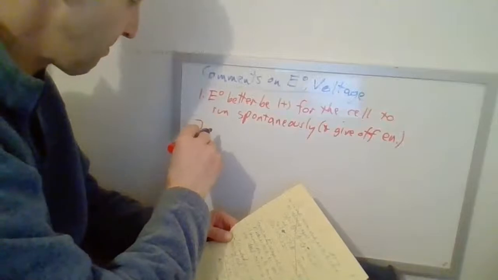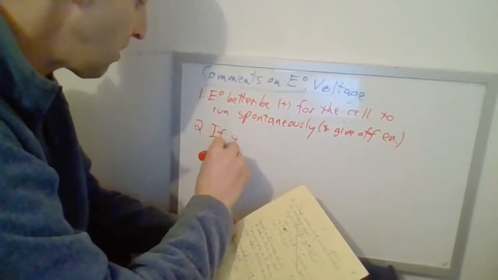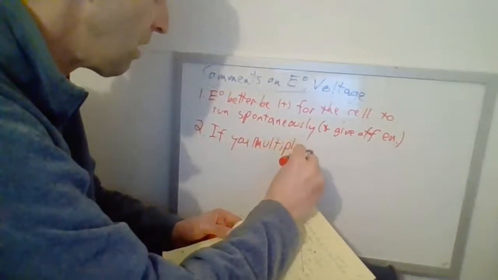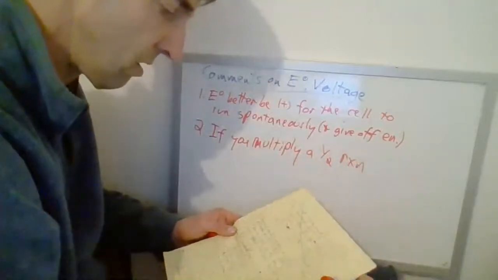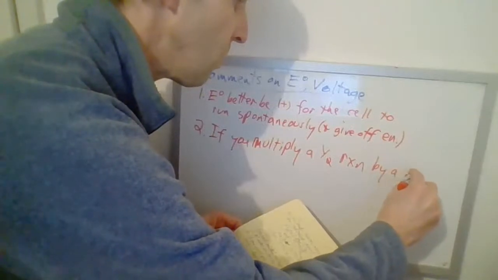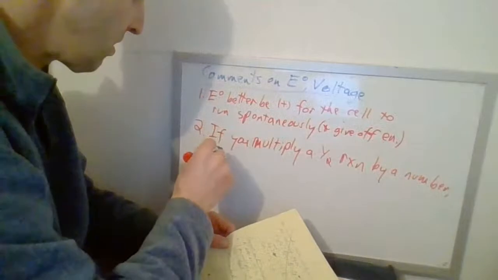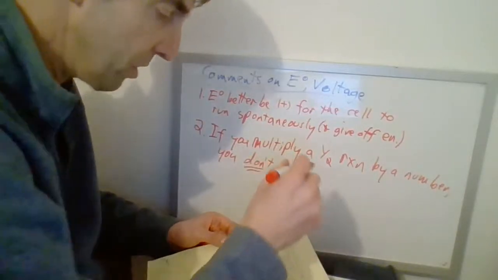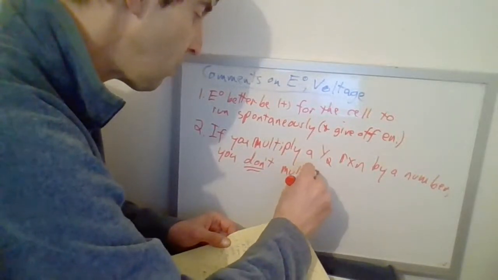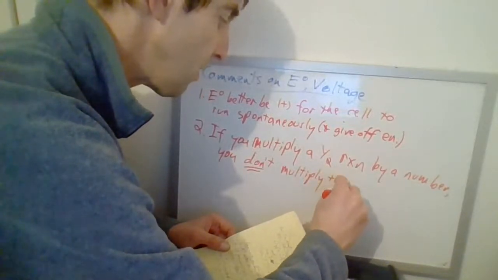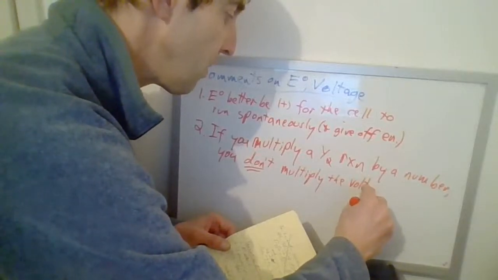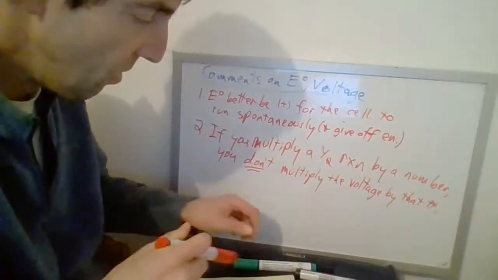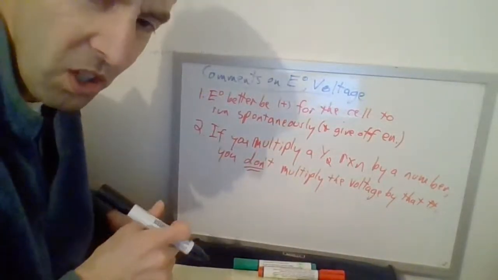Second, if you multiply a half reaction by a number, you don't multiply the voltage by that number. Okay. Why? Let's find out. And we're going to do one so you understand what I'm talking about.